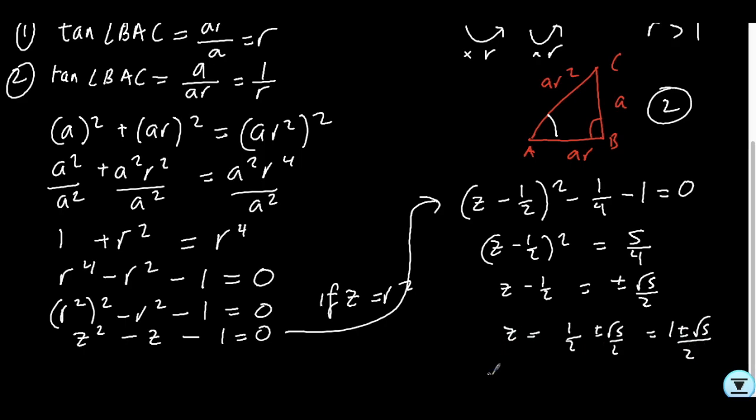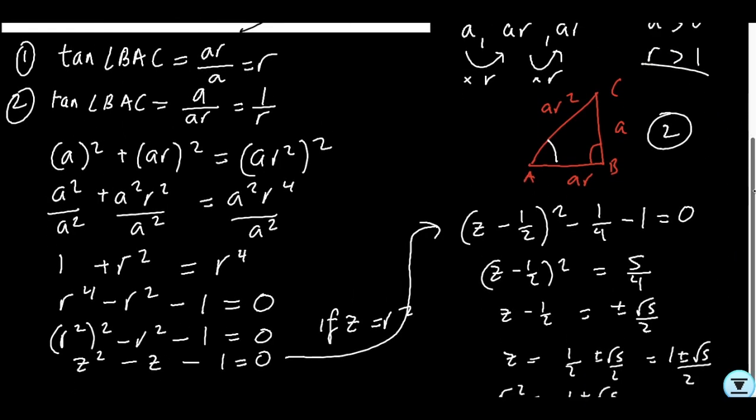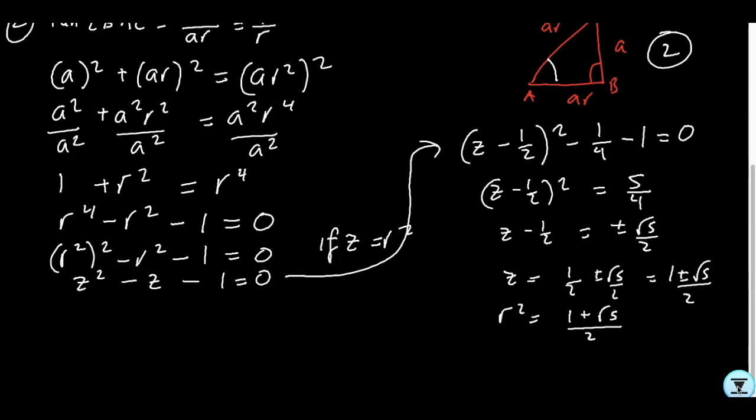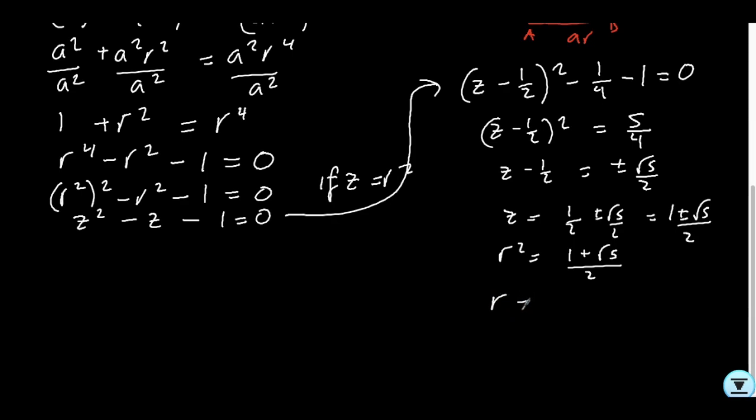And z was r squared, so I'm going to bring that back in. r squared is equal to 1 plus or minus root 5 over 2. Now, is it going to be plus or minus? If it's negative root 5 over 2, then I've got a problem, because 1 minus root 5 over 2 is negative and I cannot square root that. So it must be 1 plus root 5 over 2. And bear that in mind, r was bigger than 1, so 1 minus root 5 over 2 would not be allowed. And so r is equal to the square root of 1 plus root 5 over 2.